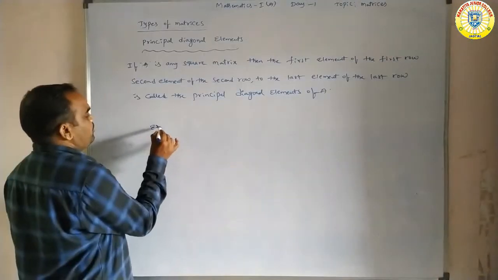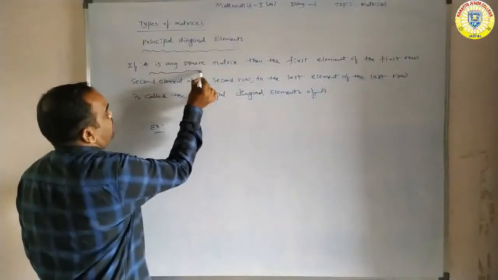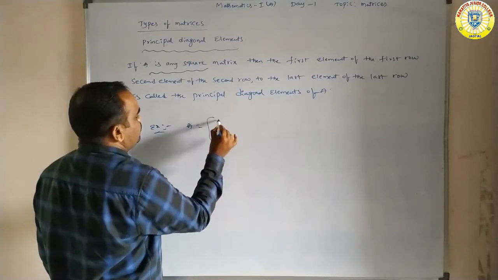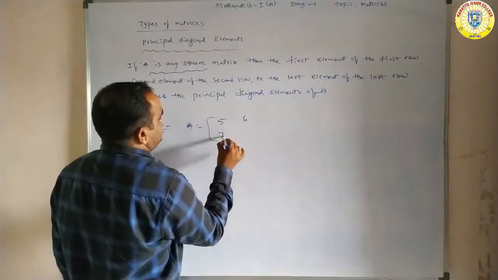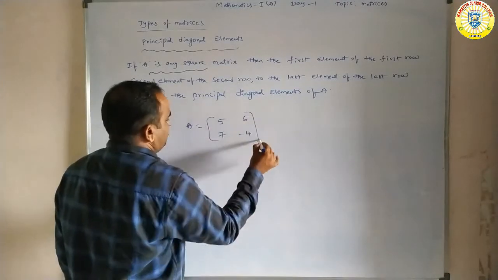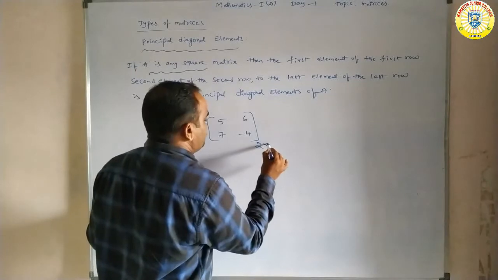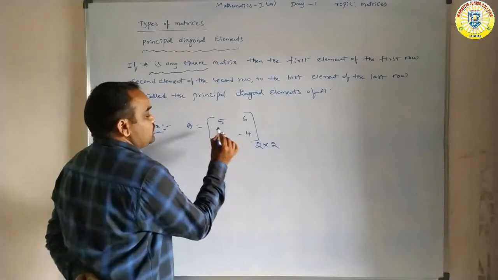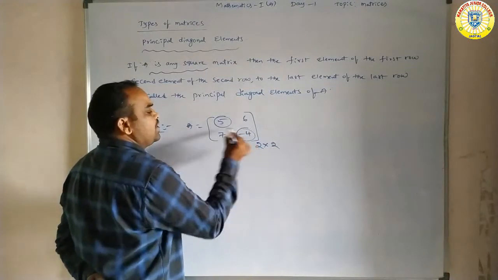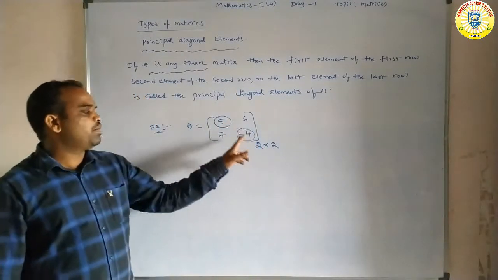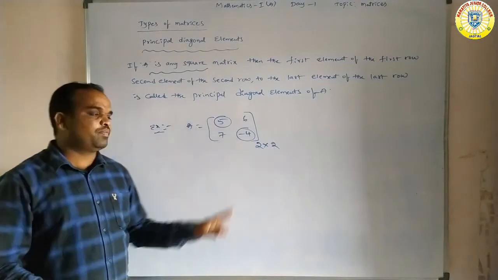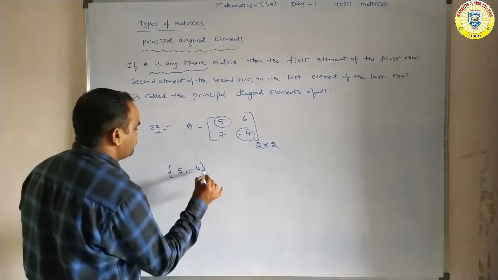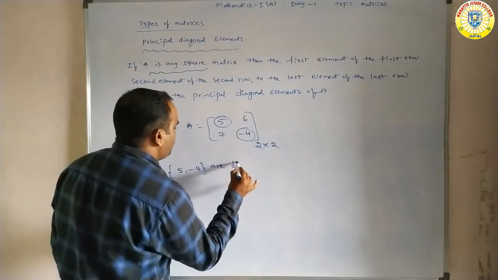Suppose here, example, master student, what is the condition, sir? If capital A is any square matrix. Here we are writing A is equal to 5, 6, 7, minus 4. Here this is a square matrix. Which square matrix, sir? 2 by 2 square matrix. First element of the first row, second element of the second row. Here 5 comma minus 4 are the diagonal elements of capital A. Here we are writing 5 comma minus 4 are diagonal elements.